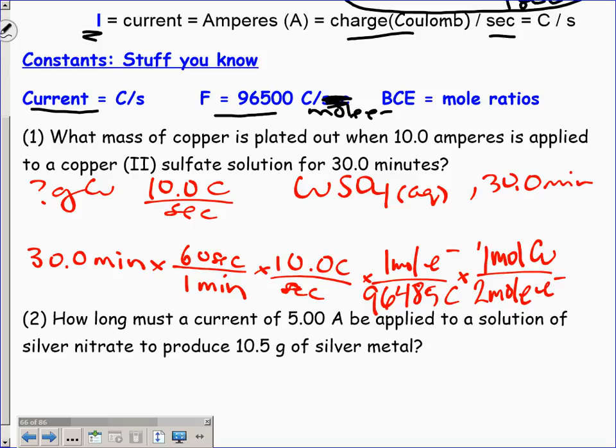So that gets me out of moles of electrons. Now I'm in moles of copper. Last step, molar mass. 1 mole of copper, 63.55 grams of copper. That's your last step. Go ahead and calculate for me.